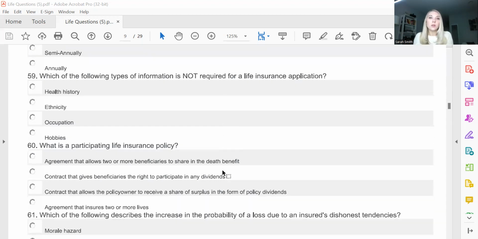Which of the following types of information is not required for a life insurance application? And of course, because of non-discrimination laws, ethnicity is the answer to this one.